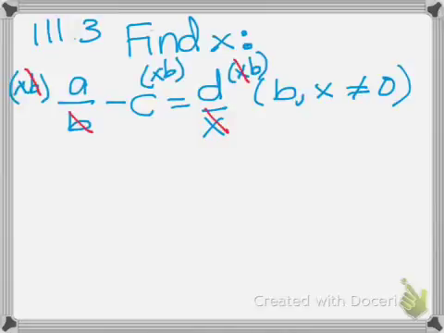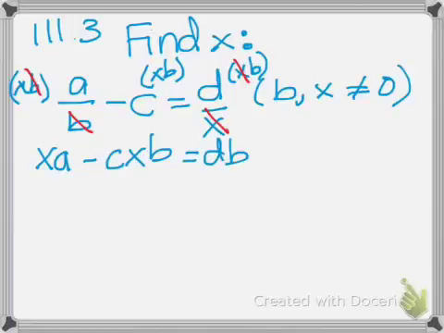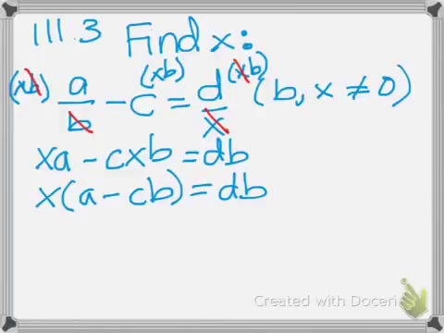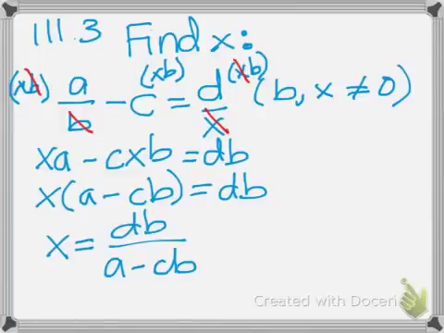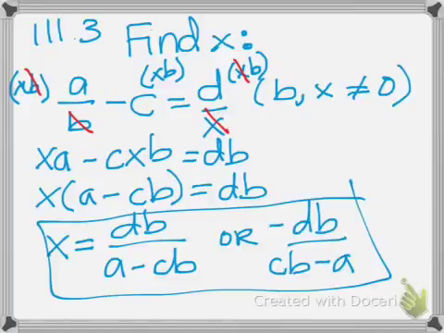Let's cancel and multiply. So we get xa minus cxb equals db. We're solving for x. X is already together, so all we have to do is pull it out. Equals db, and then divide both sides by a minus cb. And just to show you that it can be written another way, it can be written like that.